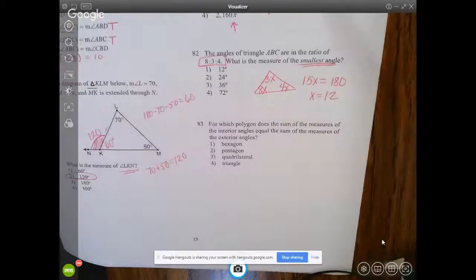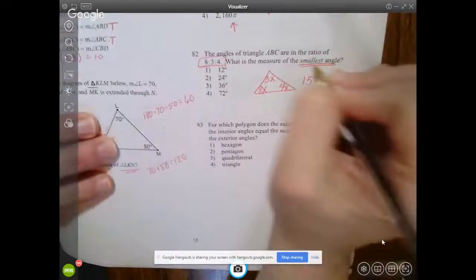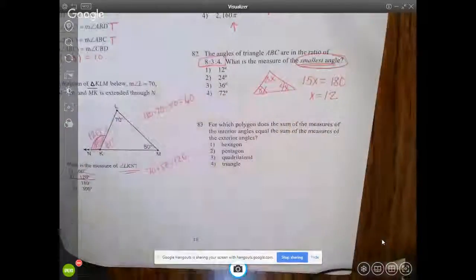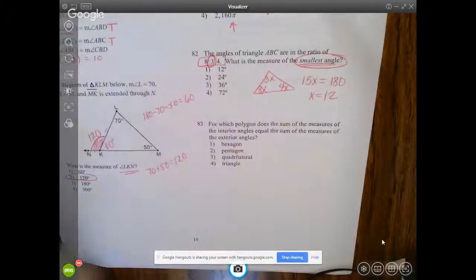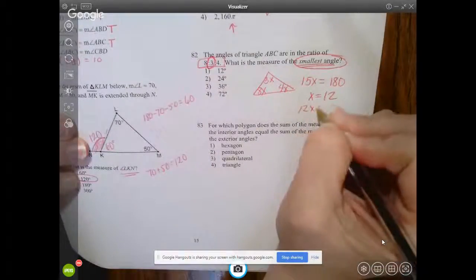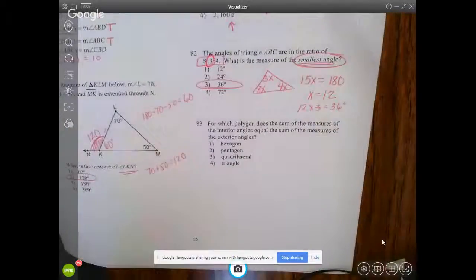Is 12 our answer? No. We have to multiply by 3. Correct. And now it's 36. Since it says the smallest, we know 3 is the smallest number, Alyssa. So all we have to do is 12 times 3. And it's 36.